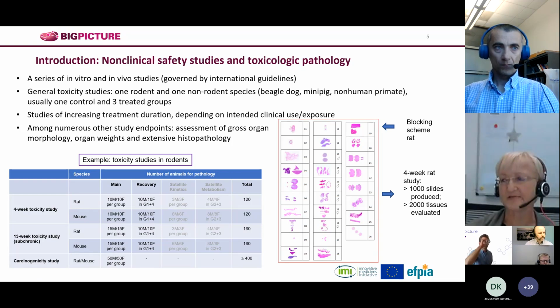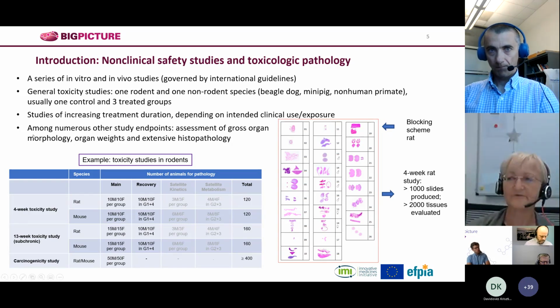Then we have to perform studies of increasing treatment duration depending on the intended clinical use in patients. And as I said before, among numerous other study endpoints in pathology, we look grossly at organ morphology, at organ weights, and do extensive histopathology.